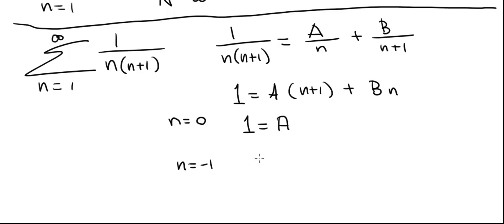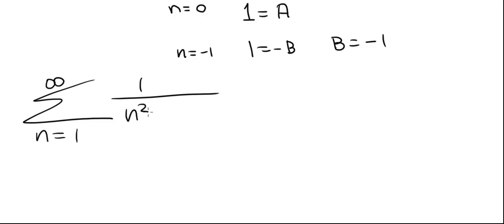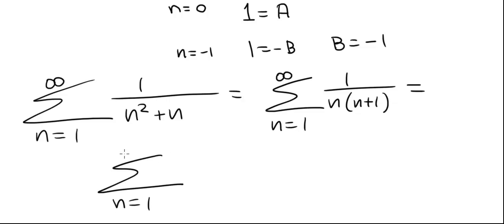That eliminates the a part and says that 1 equals minus b, or b is equal to minus 1. So now our series can be expressed in the following way. First, we have the original form of the series, which was 1 divided by n squared plus n. We can also write it as summation from 1 to infinity 1 divided by n times n plus 1, and now further we can write it as summation from 1 to infinity a over n, which is 1 over n, minus, because b is negative 1, so this is 1 over n plus 1.